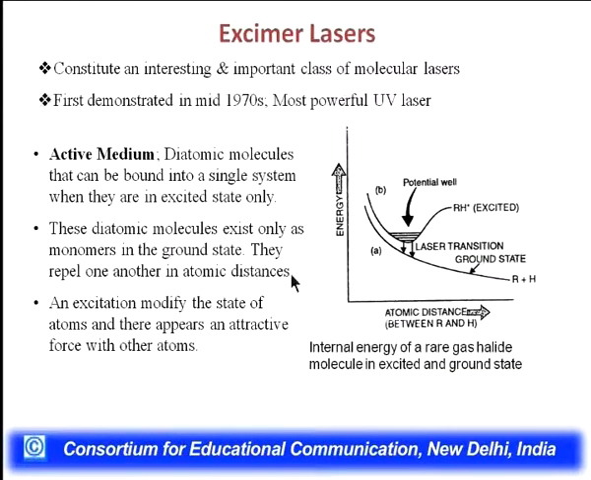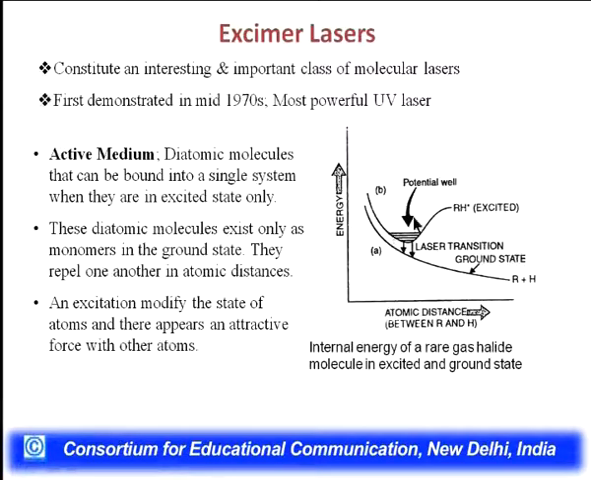Here we see from the diagram that this is the energy axis and this is the atomic distance between the atoms R and H. Here we see that this is one curve and this is another curve. This is the excited level and this is the ground level. At the excited level there is a potential well, and in this potential well we have a number of atoms in the excited state, and the molecule will jump from this excited state to the ground state.